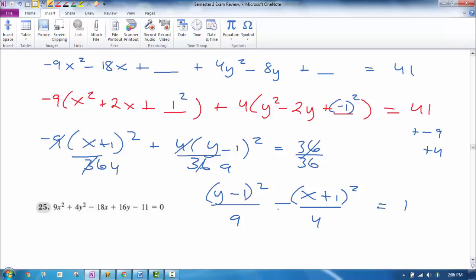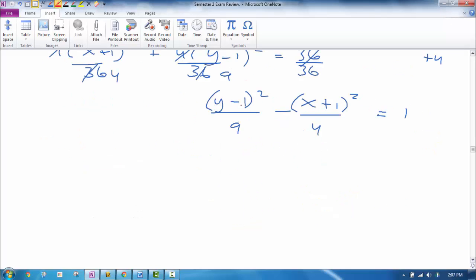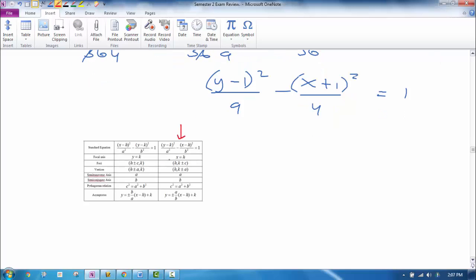It's shifted over 1 unit to the left and 1 unit up. So if I want to quickly sketch this, we could get the formulas out. And we have y that comes first, so the focal axis in this case is x equals h. In this case, our h is -1. So we have x equals -1. That means the focal axis is this vertical line. So this thing's going to open up or down. And the center is at h, k, which is -1, comma 1. So our center's -1, 1 right here.